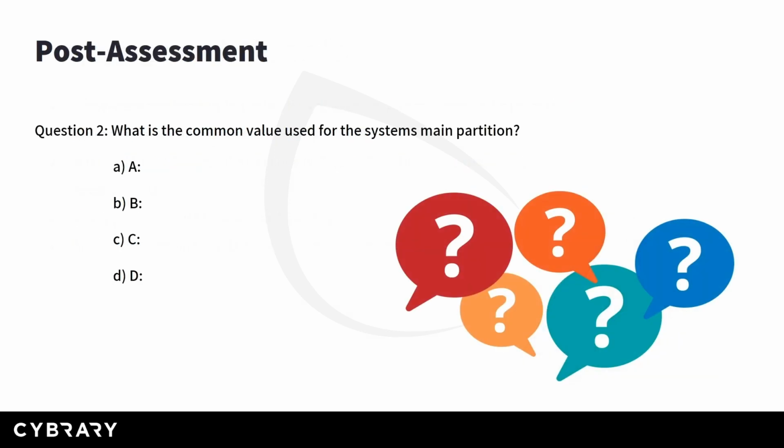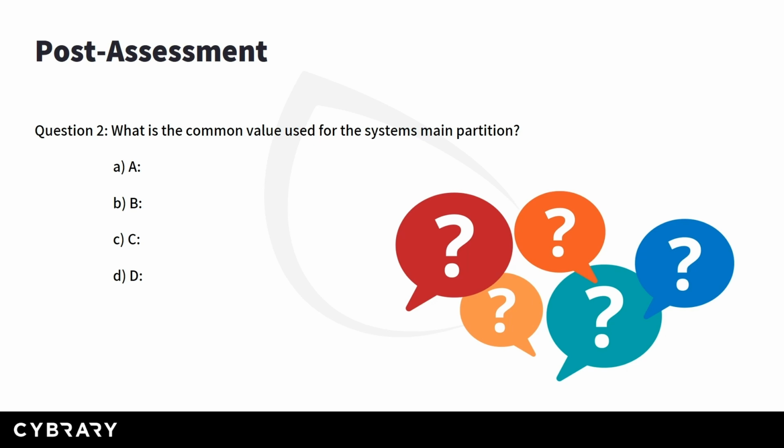Okay, here's a post-assessment question for you. What is the common value used for the system main partition? Is it the letter A, or B, or C, or D? If you say C, you were paying attention.